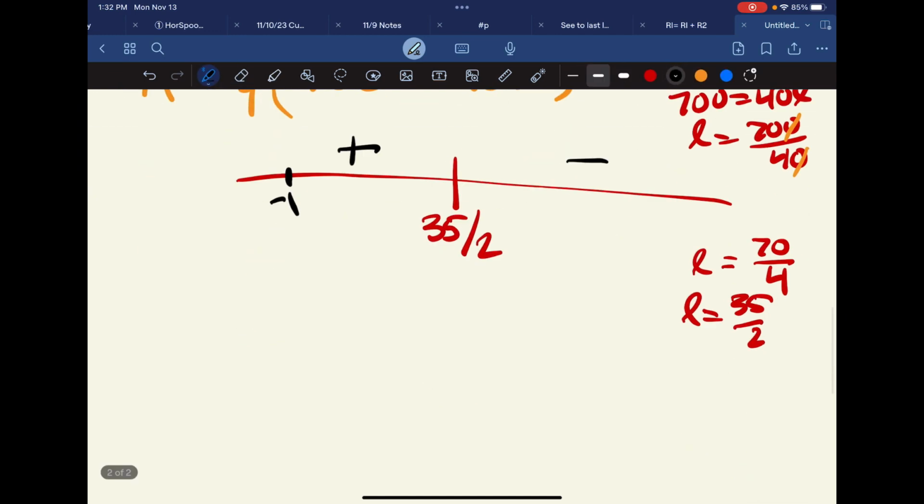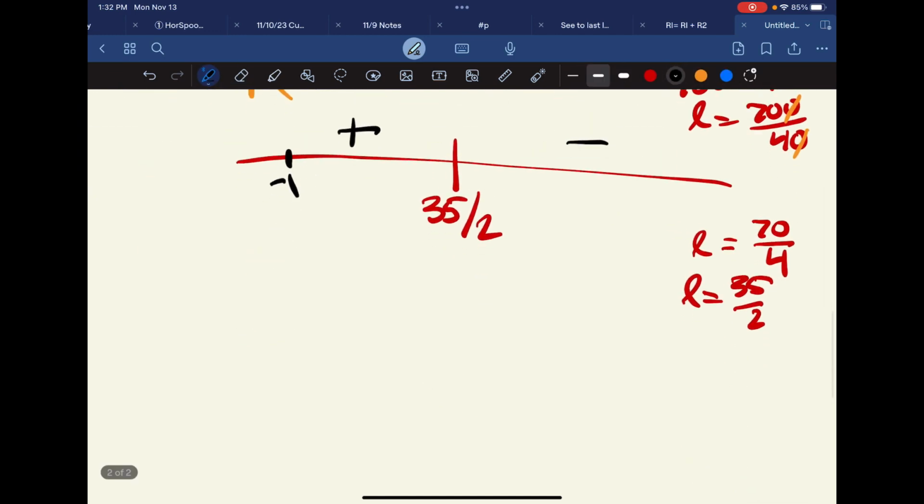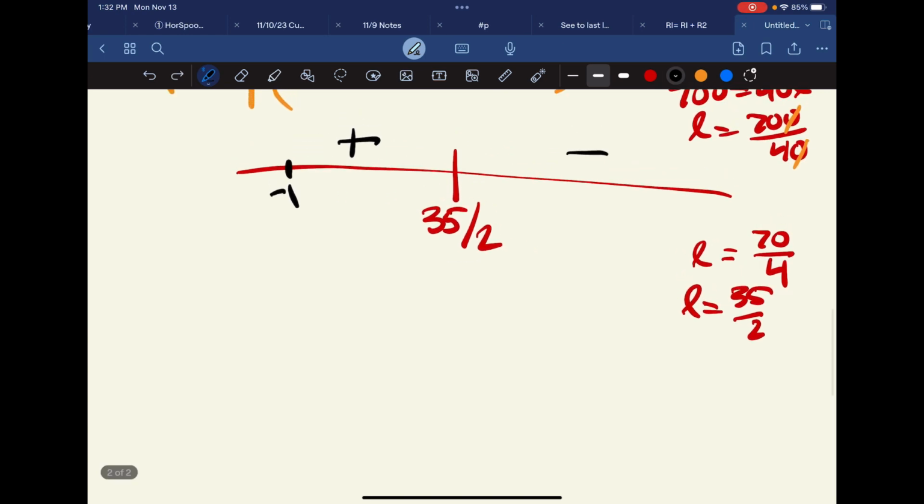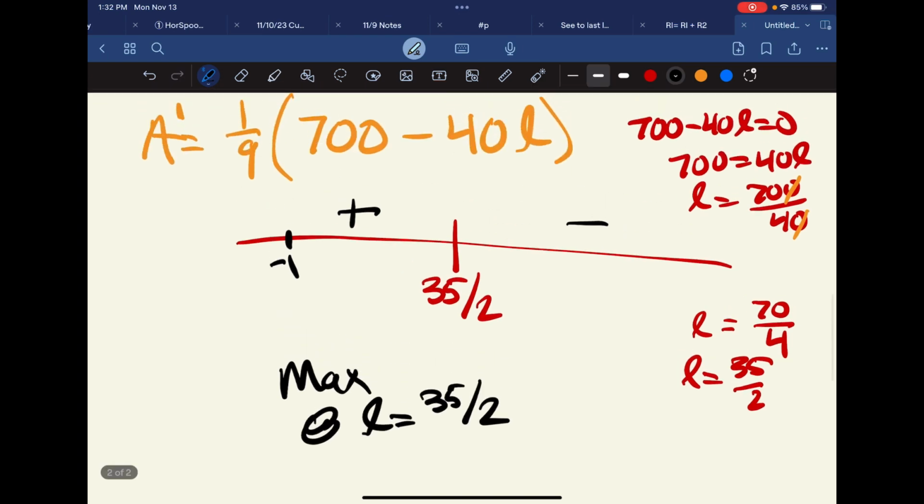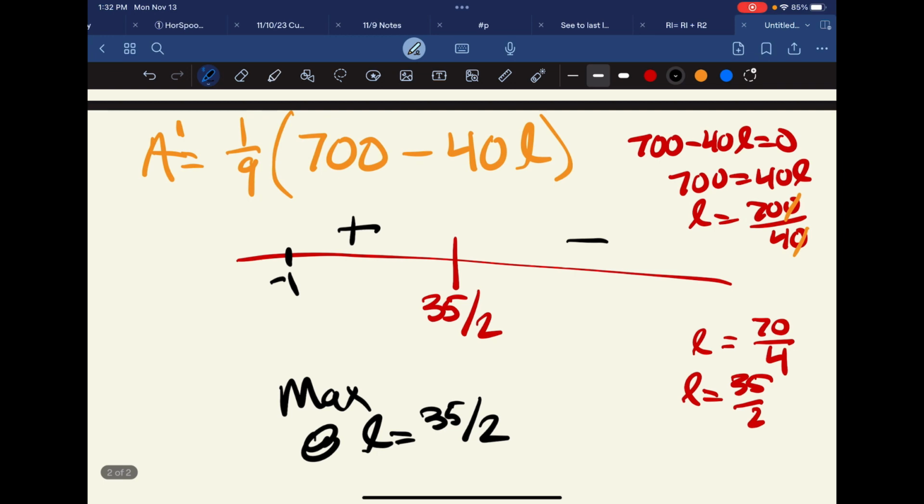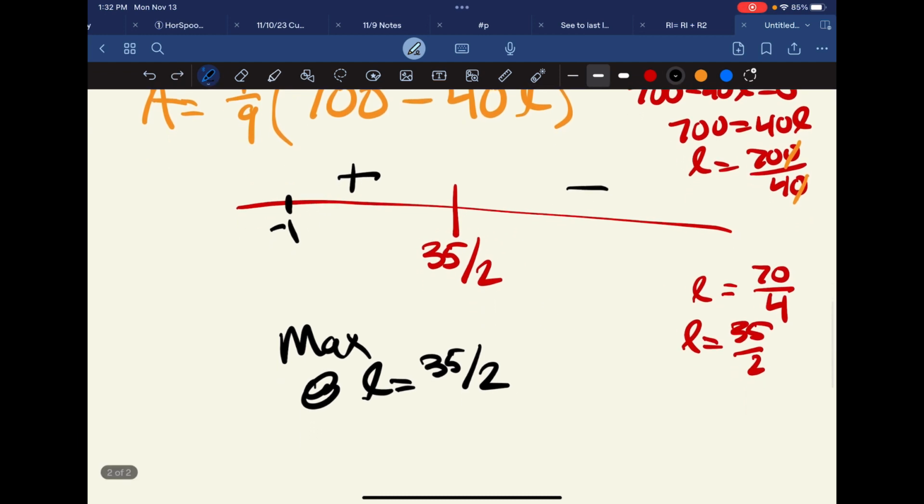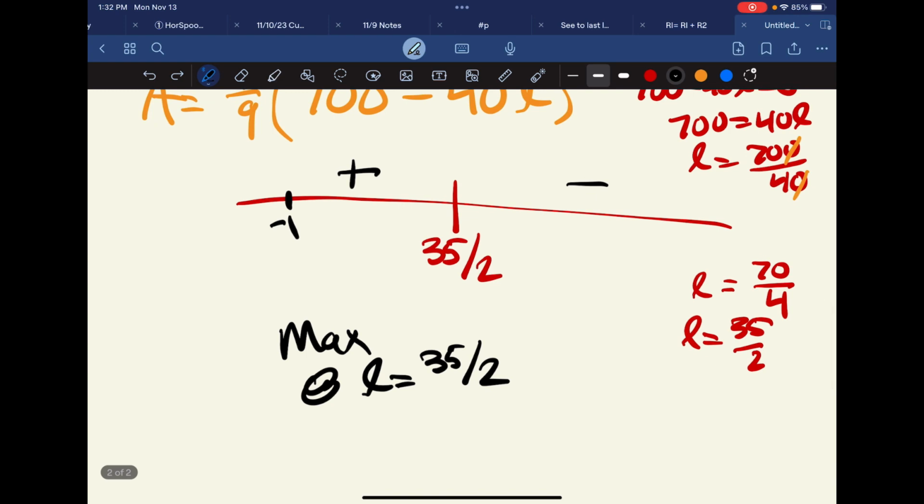So this means that we have a max at L equals 35 halves, because we use the first derivative test to say, all right, we're increasing from negative infinity up to 35 halves, and then we are decreasing from 35 halves down to negative infinity. So it has to be an absolute max.